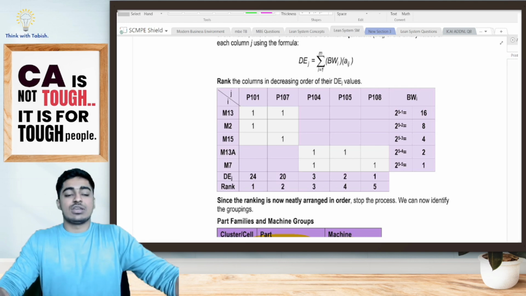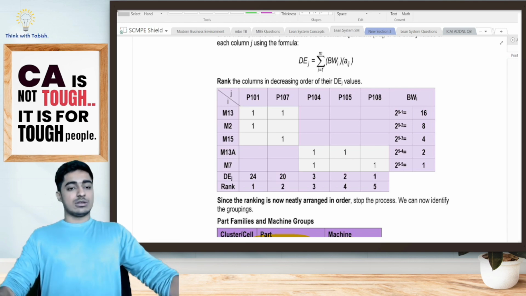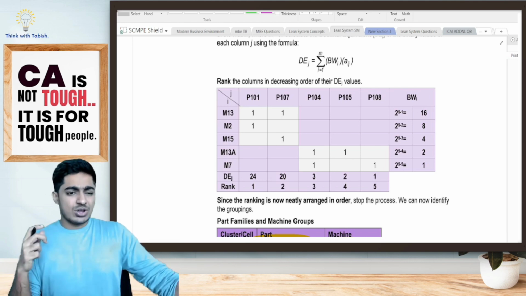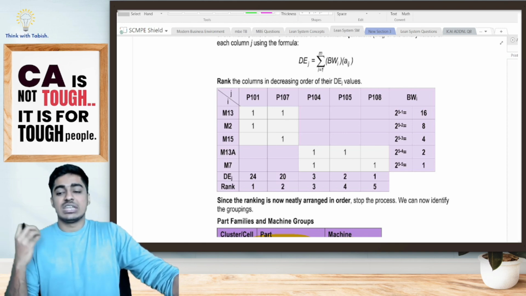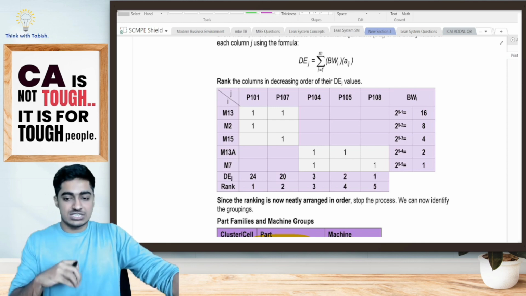Now, with this, the concept of rank order clustering algorithm is over. We have 1 or 2 additional points which have to be kept in mind, which we'll see along with the questions. Now we'll take a break of 15 minutes, students.